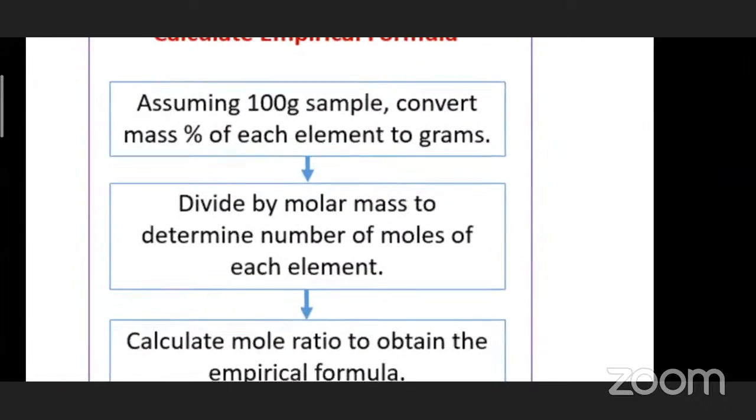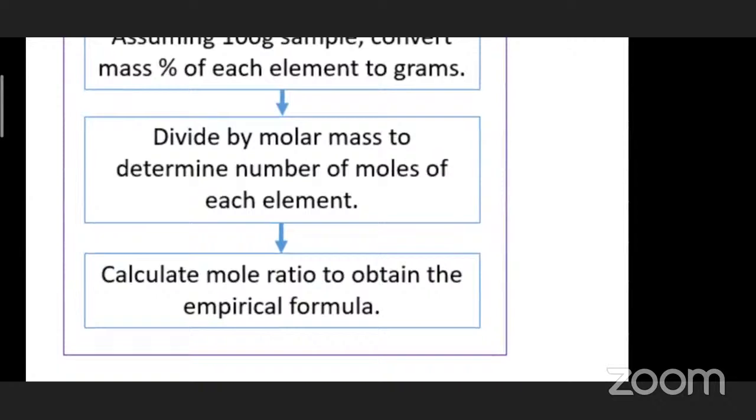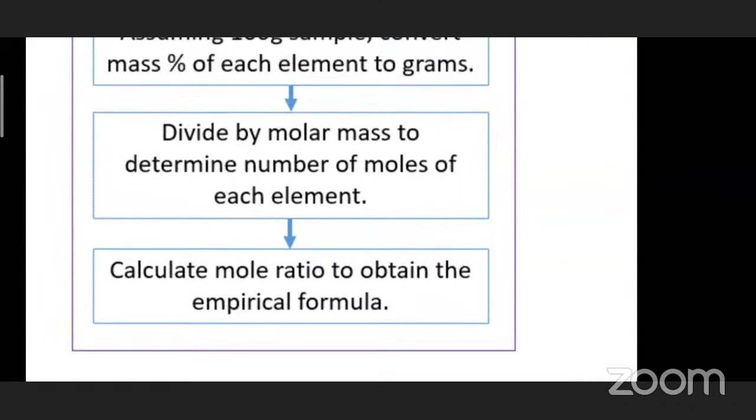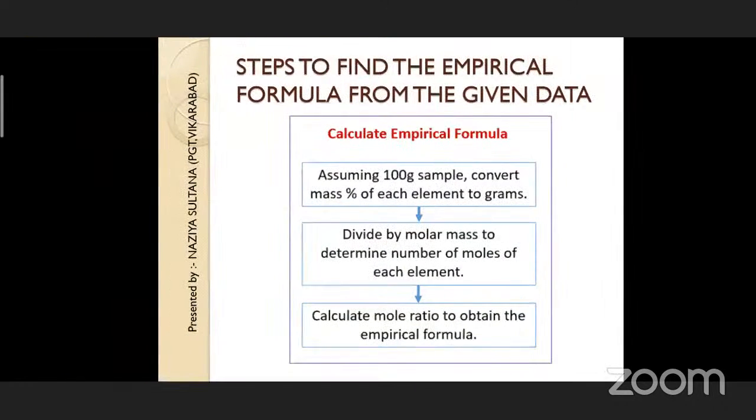Then divide that mass by the molar mass. Here we'll be using the elements only, right? So we have to divide that mass by atomic weight. Then we will be getting the number of moles. Then we will be calculating the mole ratio to obtain the empirical formula. So we'll see a few examples.